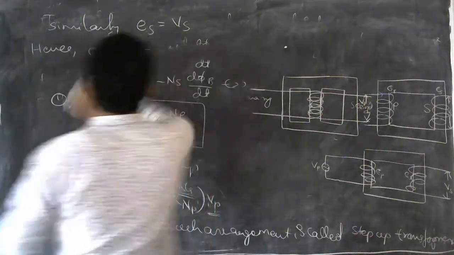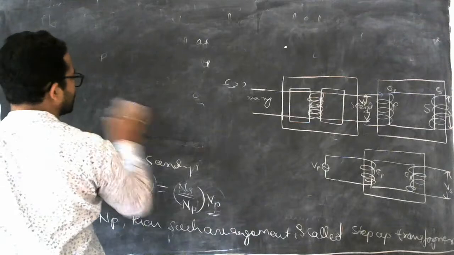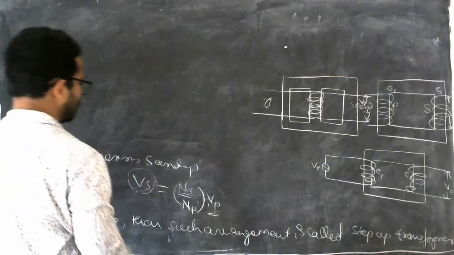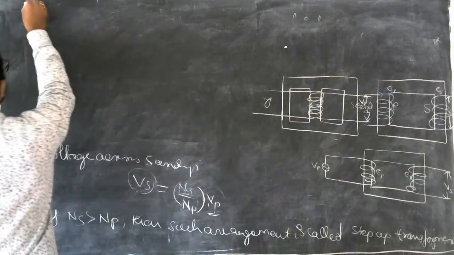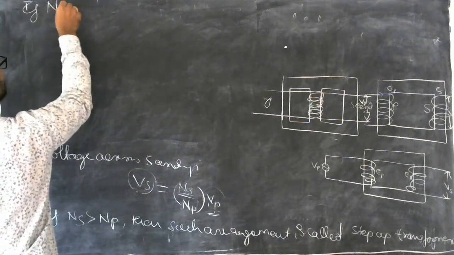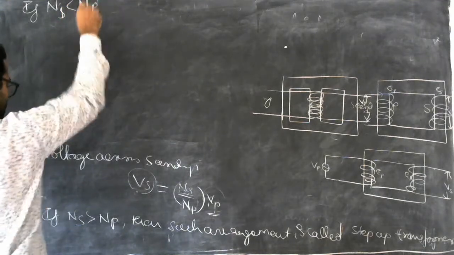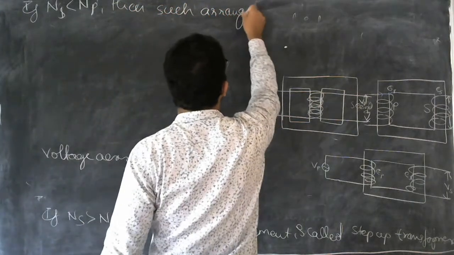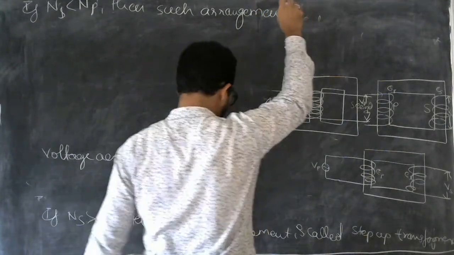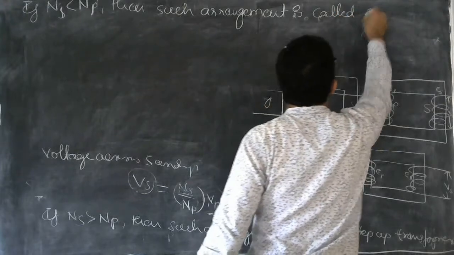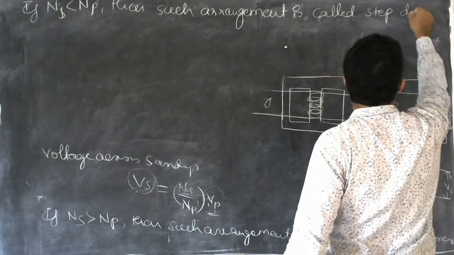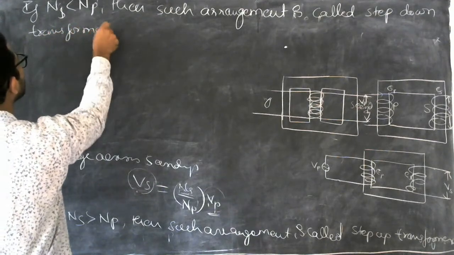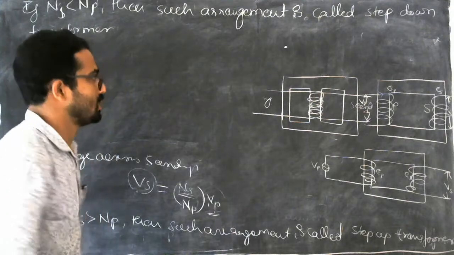Yes. Let me write here. If Ns is less than Np, then such an arrangement is called a step-down transformer.